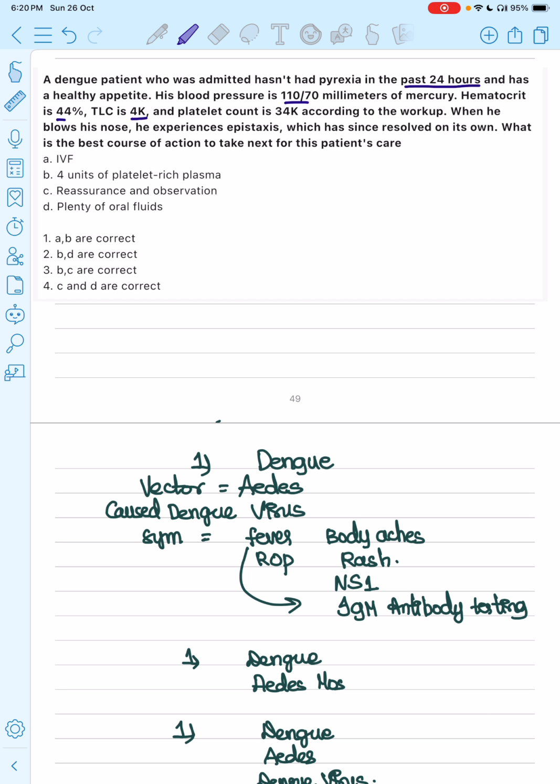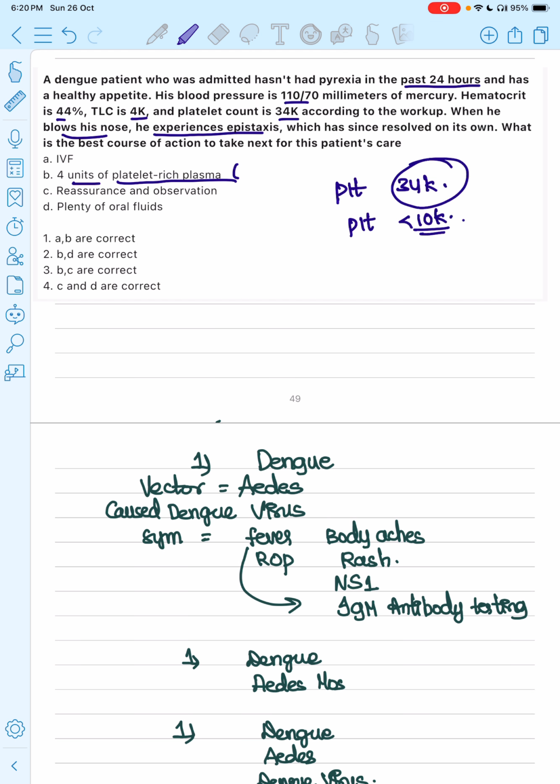Total leukocyte count 4,000. Platelet is 34,000. When he blows his nose, he experiences epistaxis. What is the best treatment, they're asking? If you see this question, we can easily say what the answer is, because the platelet count is 34,000. I already told you, platelet, that's plasma, this is platelet transfusion. Platelet transfusion is done only when platelets are less than 10,000.